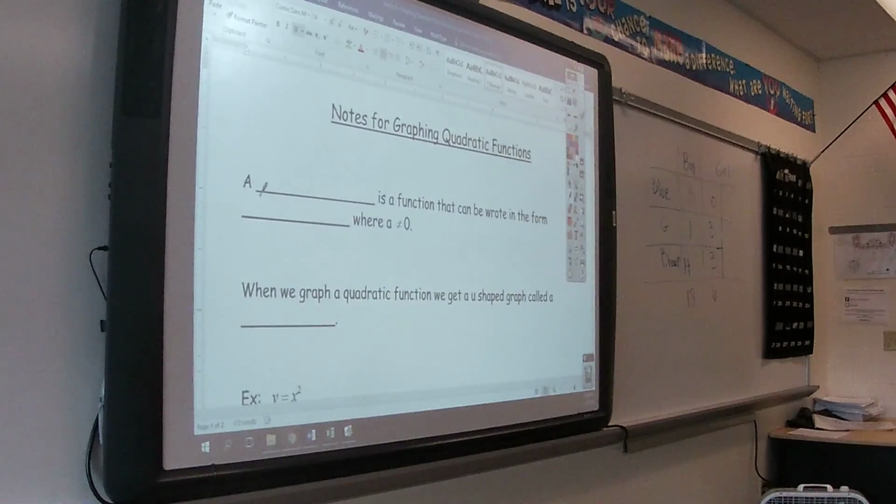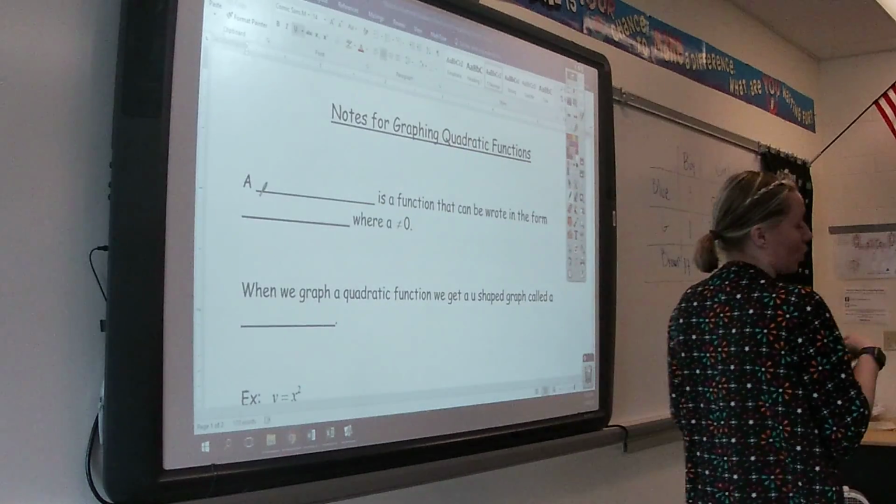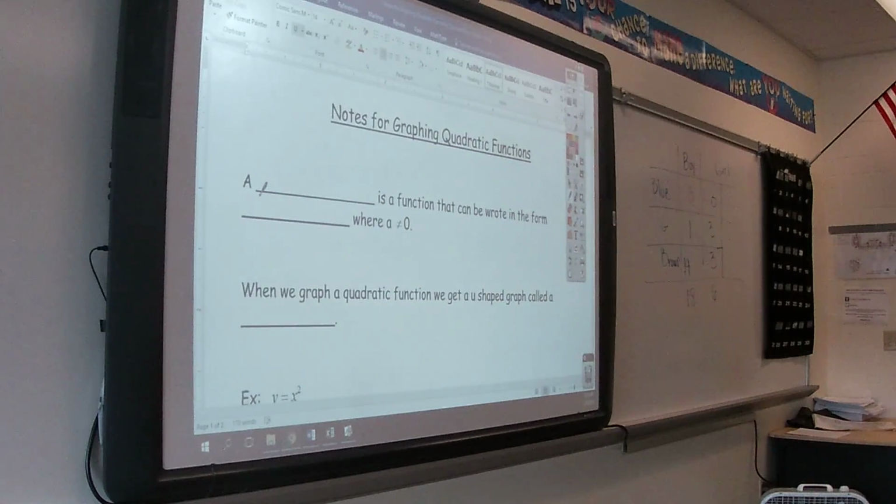Okay, so today we're looking at graphing quadratic functions. We have said that quadratic functions, or quadratics in general, are things that have a degree of 2, an exponent of 2.